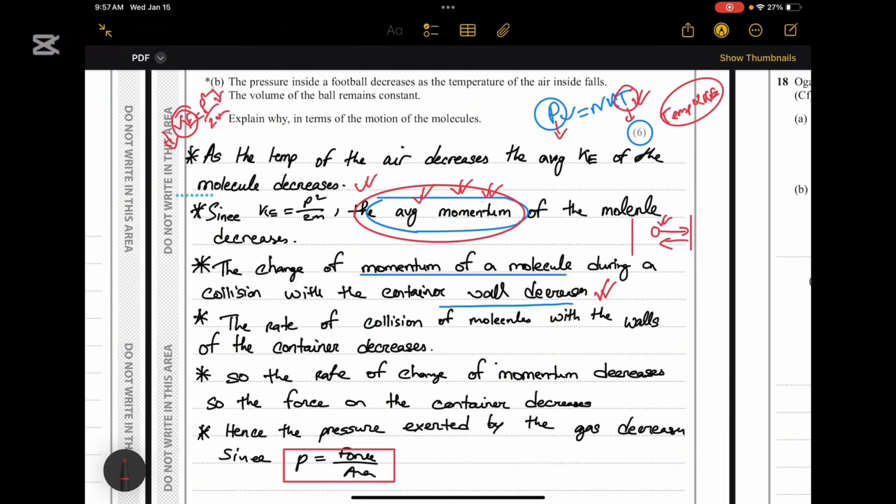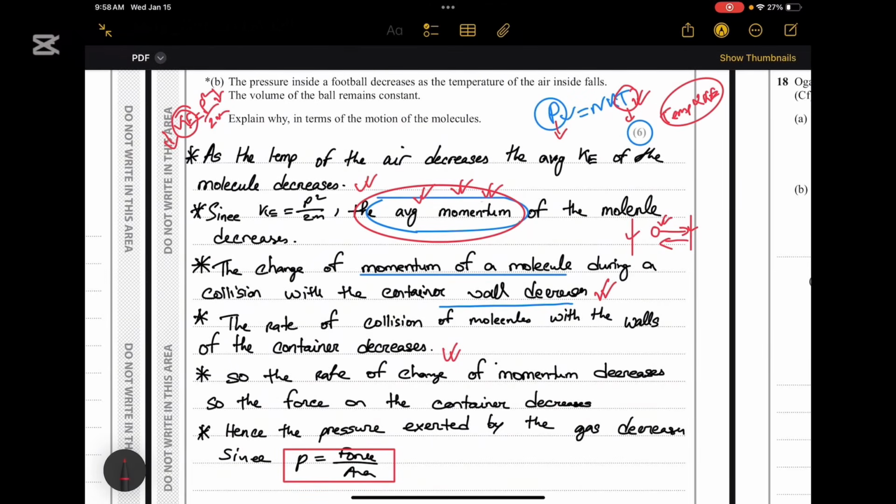Now as the change of momentum has decreased, the rate of collision will decrease. It will collide with the container wall fewer times in a given period of time. Let's say it used to collide 10 or 15 times with the container wall. Now the rate of collision will decrease. It will collide 5 or 6 times in a given period of time. So we can say the rate of collision of molecules with the container wall decreases.